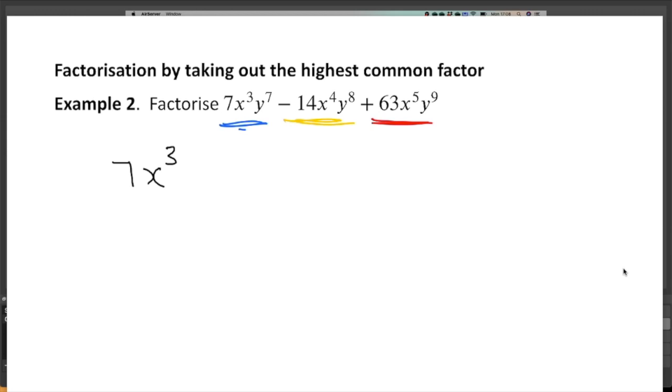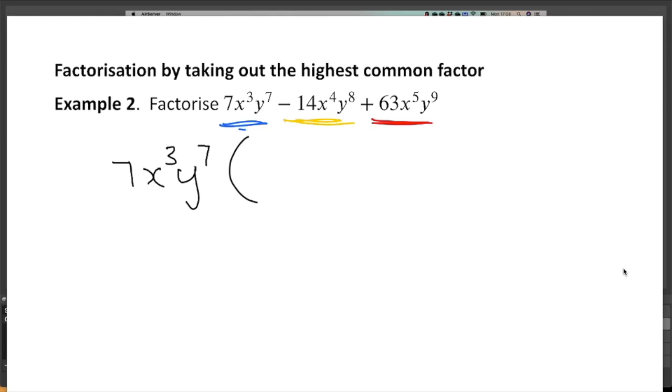Now go to the y. Now the first one is y to the 7, the second is y to the 8, and the third is y to the 9. What do they share? Clearly, they share y to the 7, right? So they share y to the 7 because y to the 7 can divide into y to the 7. Y to the 7 goes into y to the 8. Y to the 7 also goes into y to the 9. Right, you do that and then you draw your brackets.